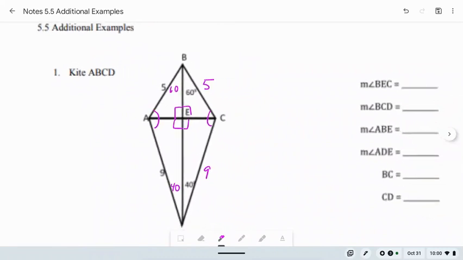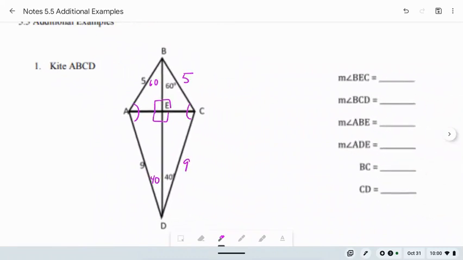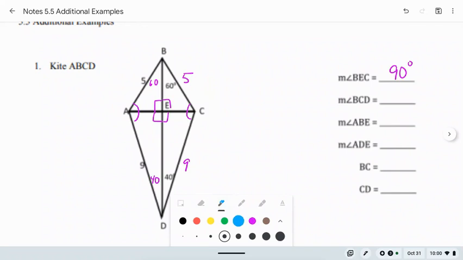Okay, so now that I have everything labeled, let's look to the right-hand side to see what it's asking us to find. So first it asks for angle BEC, and I already have that labeled as a right angle, so that would be 90 degrees. Then it asks for angle BCD. So this one's a little bit trickier. This one you really have to look at on the triangle BCD.